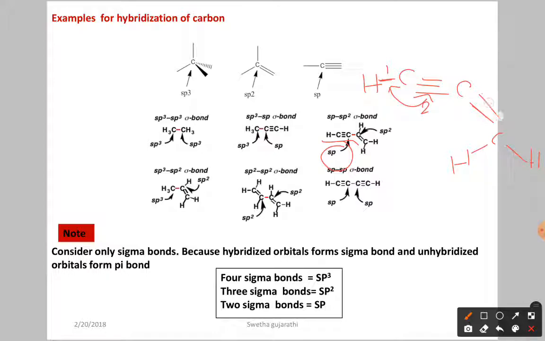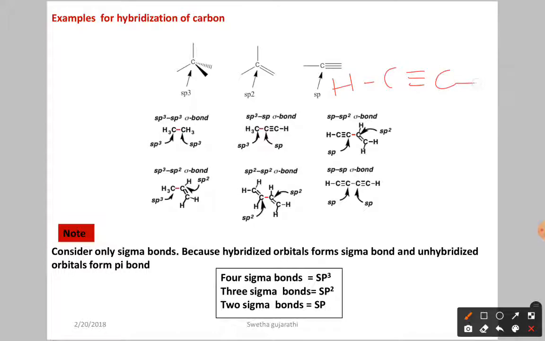Next, around this carbon, how many sigma bonds? Sorry, here I wrote something wrong. Let me correct it. Previously I wrote the structure wrong, because the carbon valence exceeded more than 4. It was 5, it should not be like that. So here we have the structure like this. Now I'm talking about this structure.